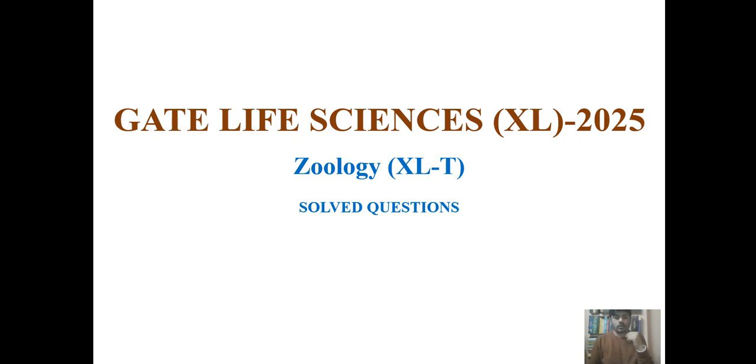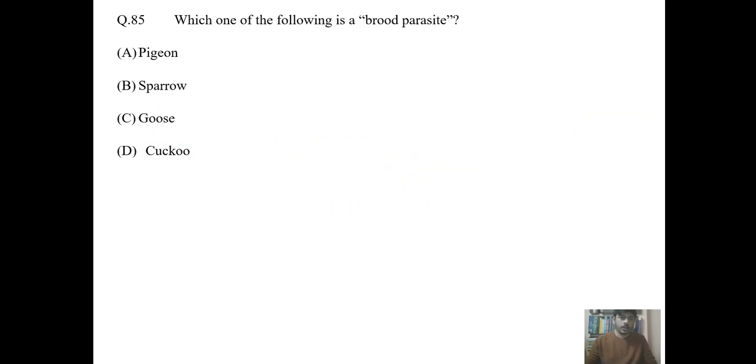Hello everyone, here we will solve the GATE 2025 question paper from Zoology section. Now see the questions. This is question number 85 from the GATE Life Science question paper, which says: which one of the following is a brood parasite? Now let's see what a brood parasite is.